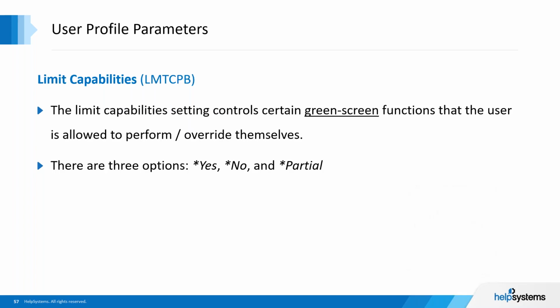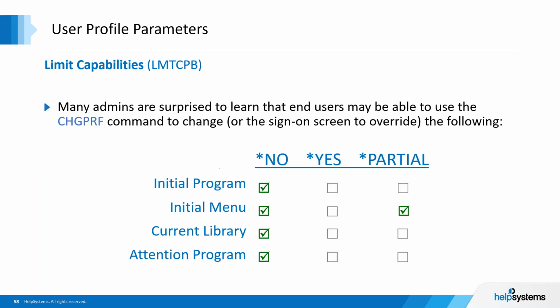Limit capabilities is the restriction that allows us to indicate whether the operating system is going to allow the user to run commands on the green screen command line. I mentioned that a little bit earlier. There are 3 options here: yes, no, and partial. And the way they break down is whether the user is able to run commands or override their initial program or menu.